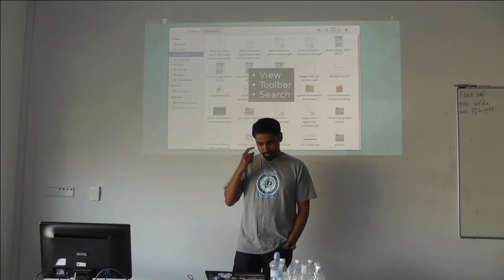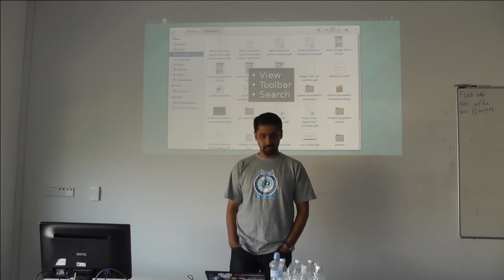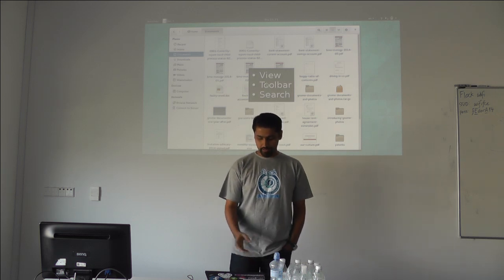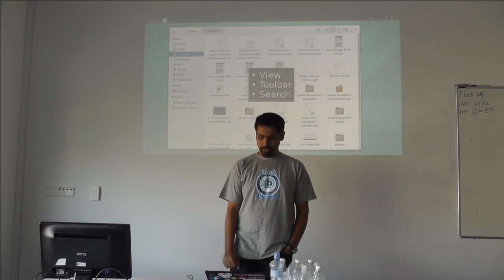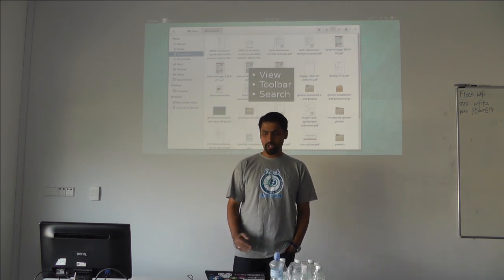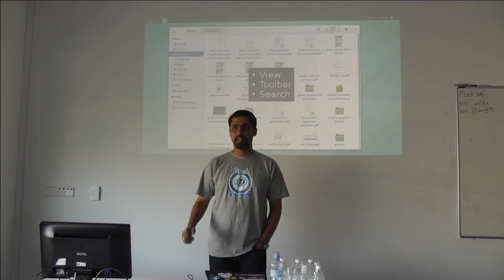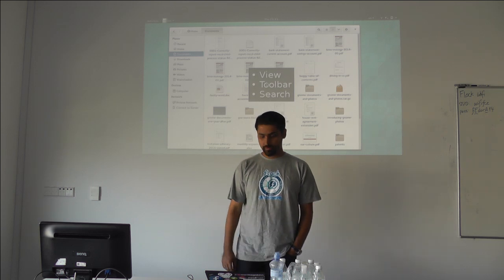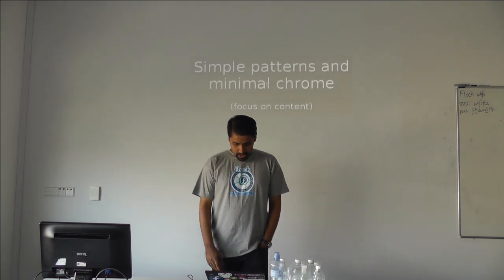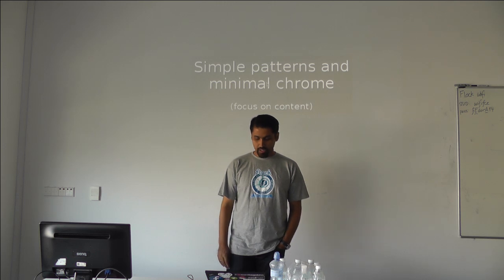So this is the new Nautilus, which underwent some UI changes a couple of years ago, which was a bit controversial. So you see there's the toolbar and basically the view, and then there's the search. The thing about search in most GNOME 3 UIs is that you should be able to just start typing and search. It's like a live search. Like in the shell, you hit the super key and then just start typing. And as I said, we try to limit ourselves to simple patterns and minimal chrome and focus on the content.